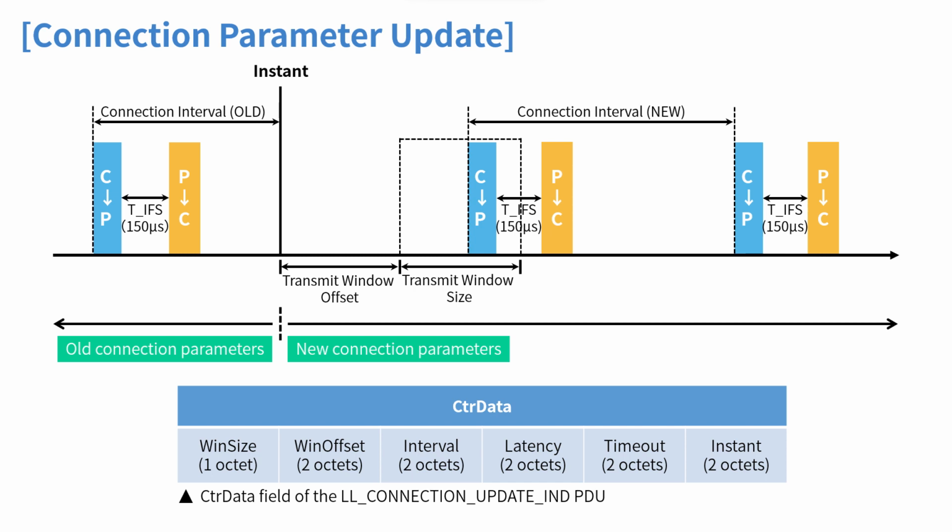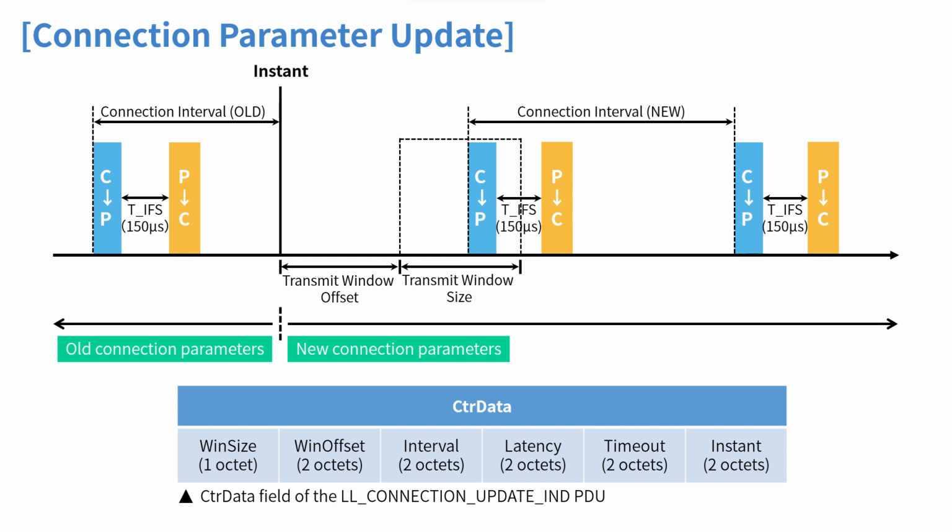Let's take a look at the process of updating parameters between the central and the peripheral in the connected state. The LL connection update indication PDU is a command that can only be initiated by the central. It contains window size, window offset, interval, latency, timeout, and instant. The instant field should be used to indicate the connection event count when the updated parameters should be applied. This is known as the instant. The peripheral should listen to the connection event when the connection event count equals the instant.